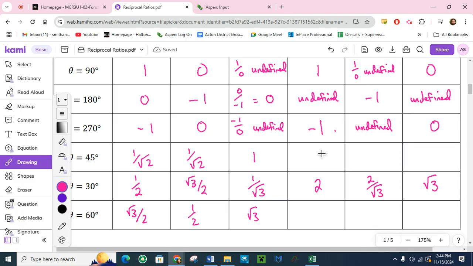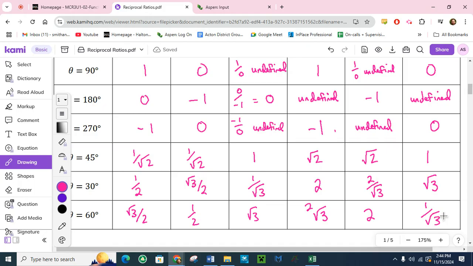All right, here I come. The flip of 1 over root 2 is just root 2 over 1, root 2. The flip of 1 over root 2 is just root 2. The flip of 1 is 1. And on the bottom, the flip of root 3 over 2 is 2 over root 3. Flip of 1 over 2 is 2. And the flip of root 3 is 1 divided by root 3, like that. Look at all those exact ratios we've done.